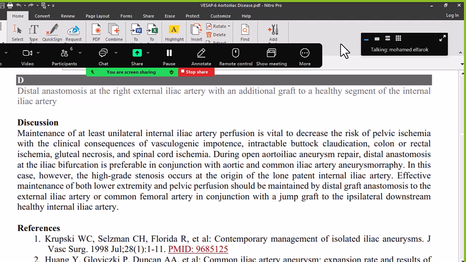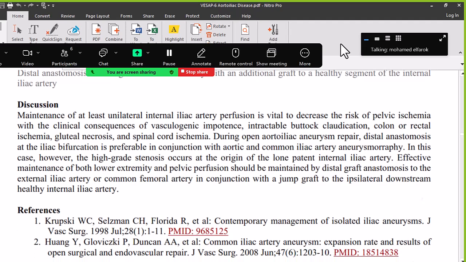In this case, however, the high-grade stenosis occurs at the origin of the lone patent internal iliac artery. Effective maintenance of both lower extremity and pelvic perfusion should be achieved by distal graft anastomosis to the external iliac artery or common iliac artery, in conjunction with a jump graft to the ipsilateral downstream healthy internal iliac. So here he wants to be safe. He wants to perfuse the pelvis and the lower limb, and this looks reasonable, exactly as you mentioned in your answer. So this is the discussion.